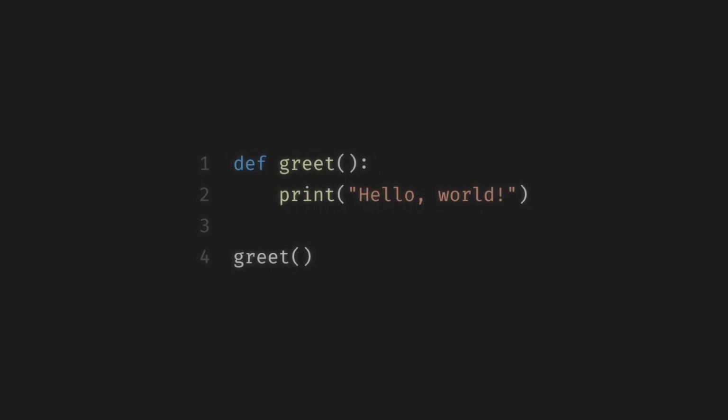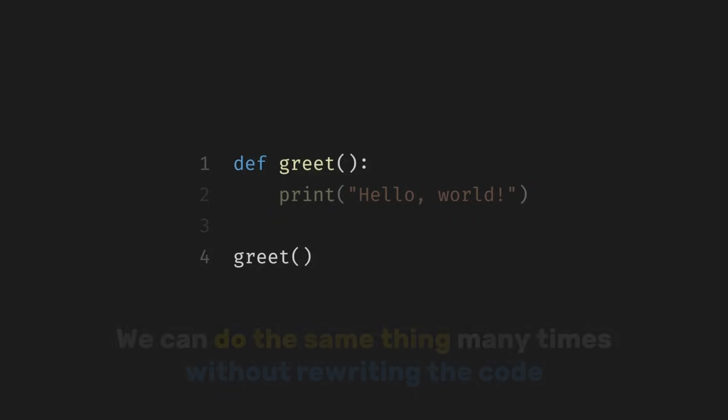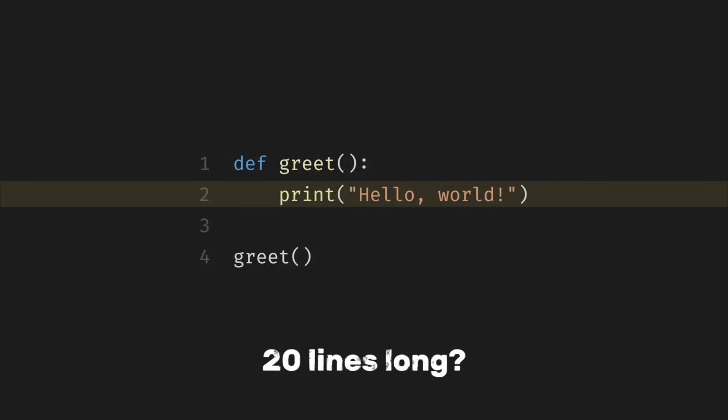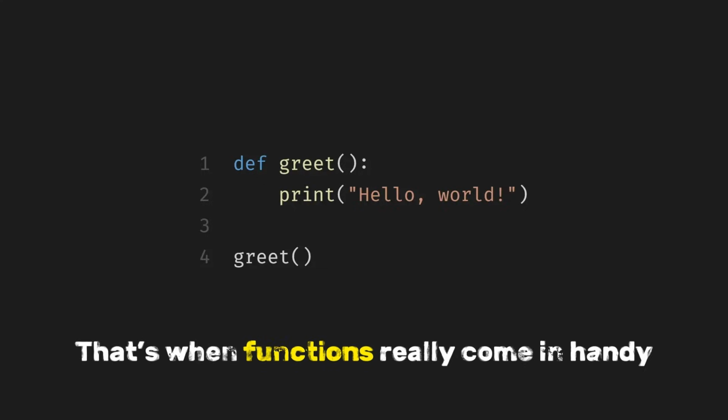Pretty neat, right? Now you might wonder, why not just print it directly? Using a function makes it simple and reusable. We can do the same thing many times without rewriting the code. In this example, we just used a simple print function. But what if we have a piece of code that's 20 lines long? We wouldn't want to write it again and again, right? That's when functions really come in handy.